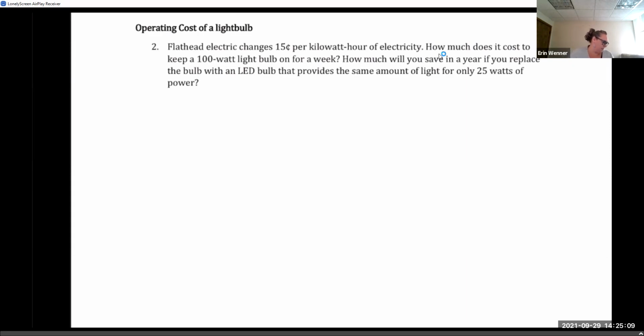So, first of all, things to know. A 100-watt bulb, what does that mean? That means that we're using 100 watts per hour. They don't tell you that when you're buying light bulbs, but that's what that means.